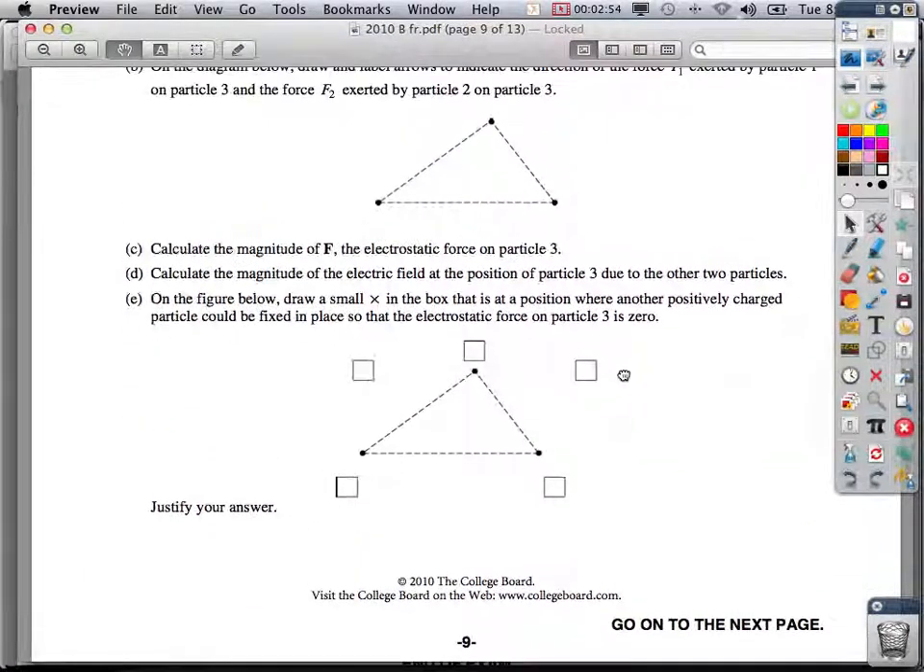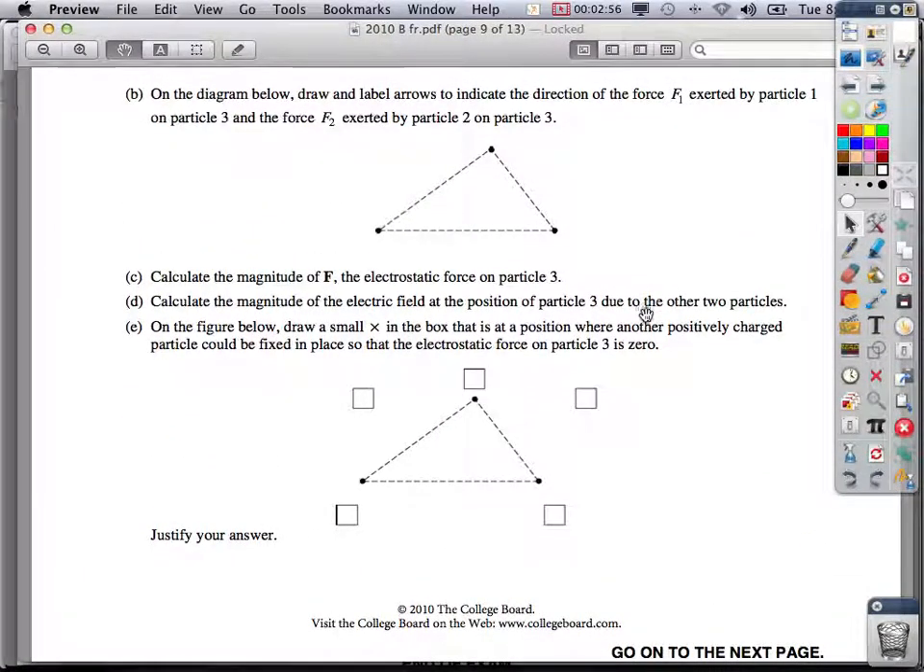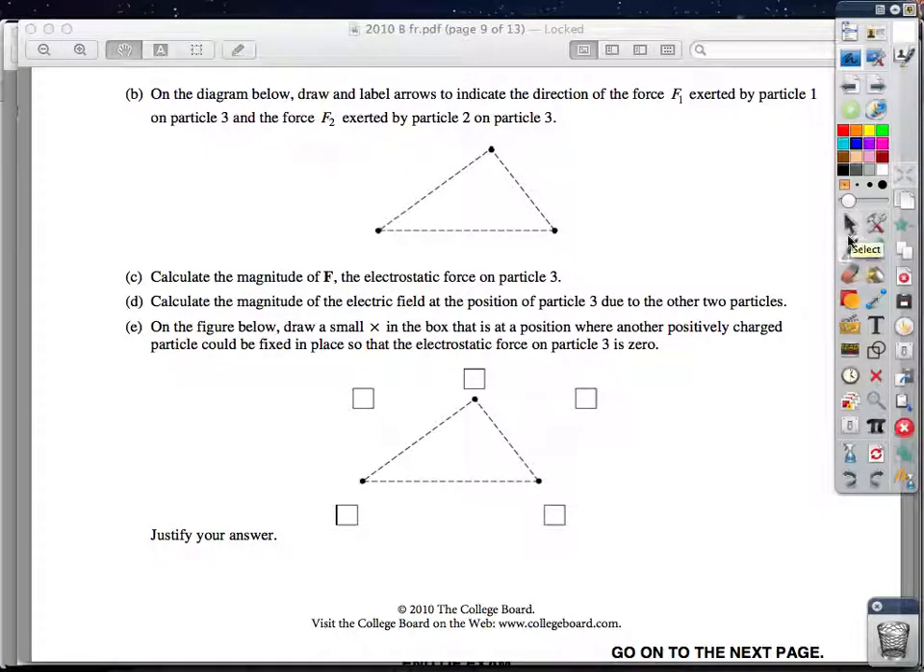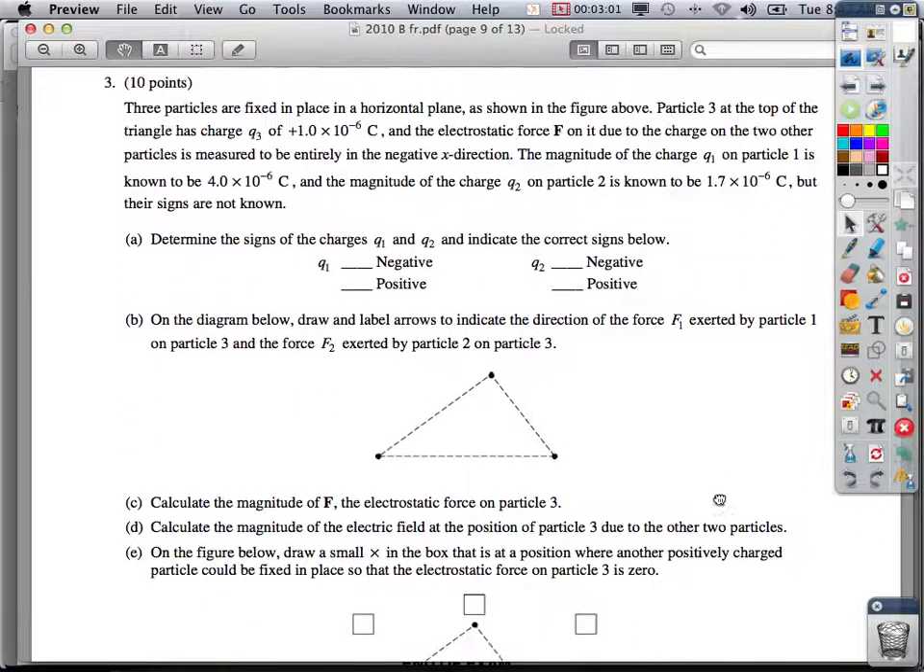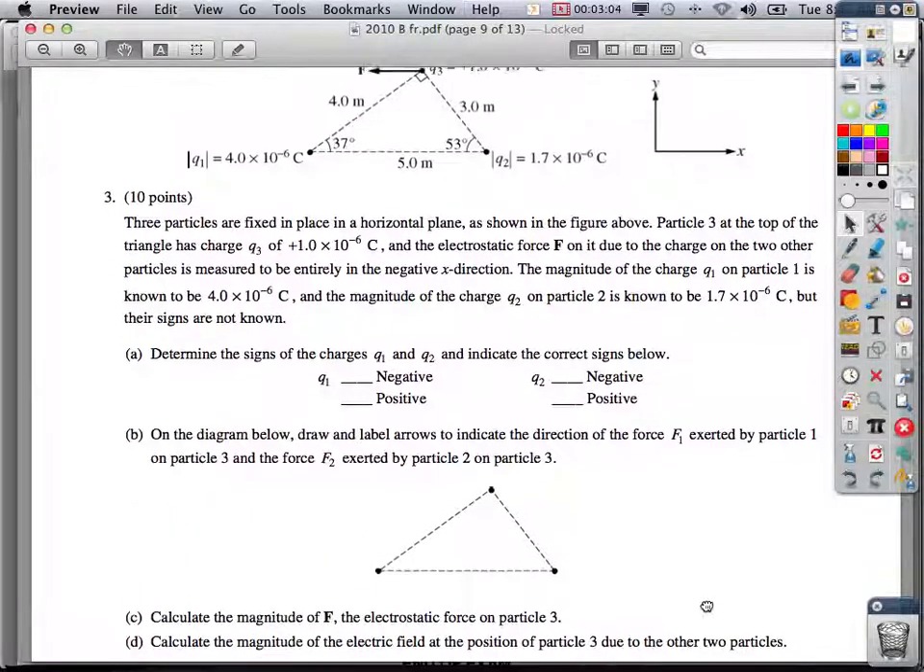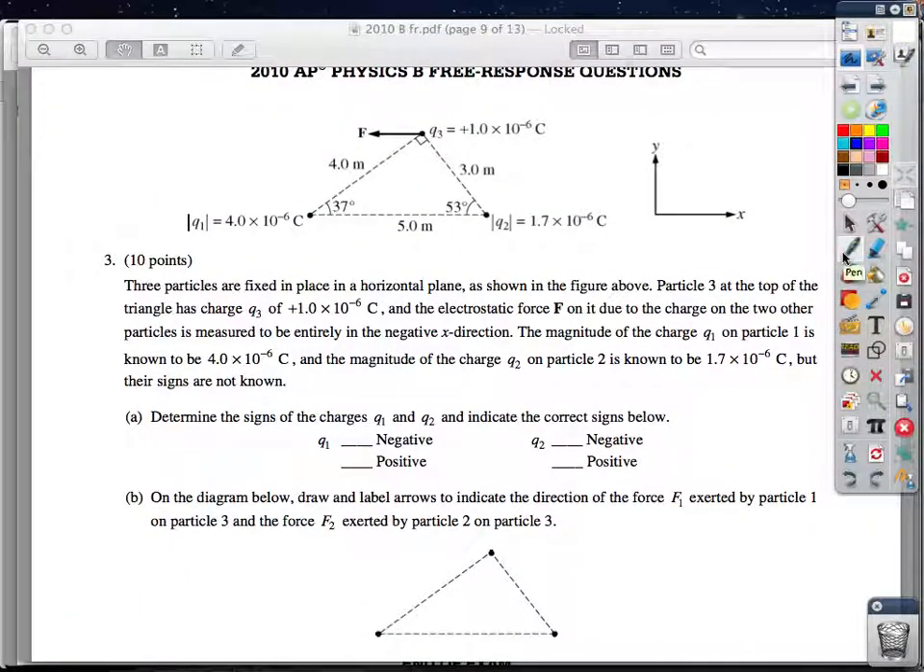then okay, calculate the magnitude F, the electrostatic force on particle 3. Yeah, so it's just get the numbers. Okay, so for part C, if I want to calculate F, then F is going to be equal to these 2 vectors here being added up. So I just have to add them up. The components of F1 and F2. Then F is going to equal the square root of F1 squared plus F2 squared.